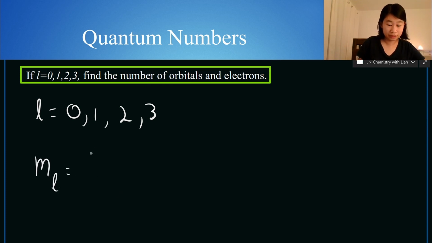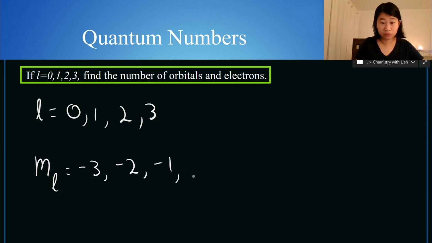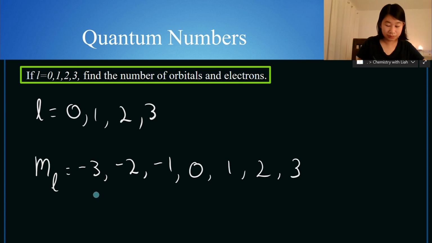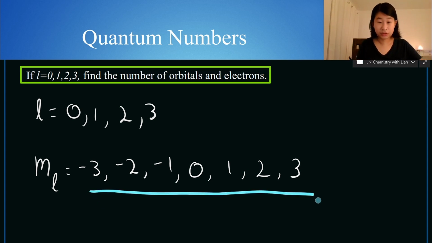Okay, so we have the negative L values, 0, and the positive L values. So m sub L values are going to be the positive part here that we see, and also the negative part. So negative 3, negative 2, negative 1, up to 0, and then positive numbers: 1, 2, and 3. And so if we count this up, we see 7 orbitals. I will put that as a note here.